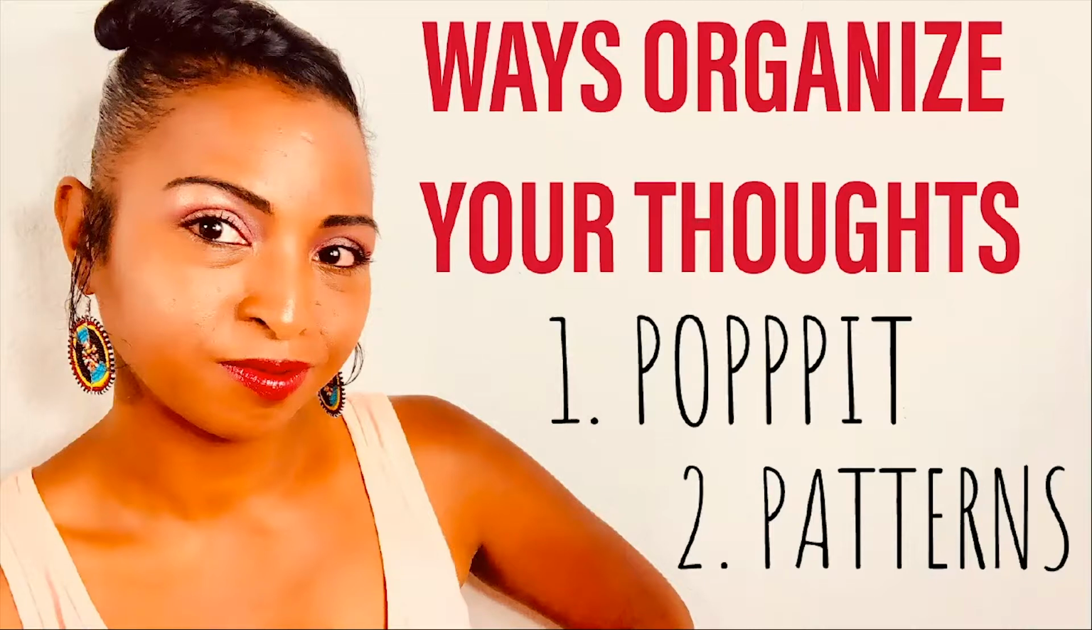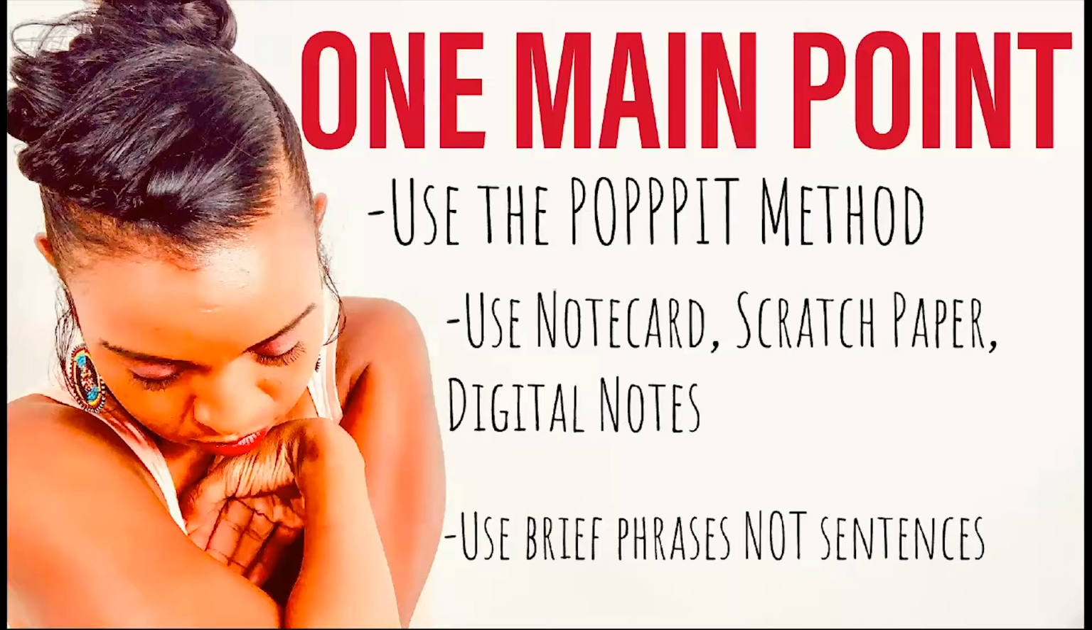Okay, so what things should we change so that we can still tap into the strengths of our writing techniques, but without them becoming barriers to our success? Well, for one main point, definitely use the pop-it method. The acronym method is great, but avoid complete sentences. Instead, use short phrases or words to trigger what you want to say rather than spelling it all out.